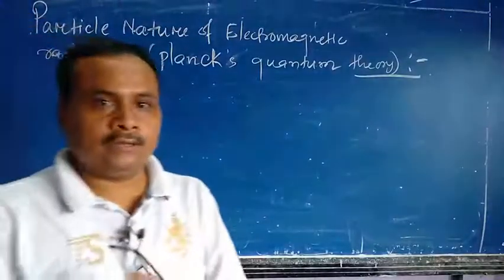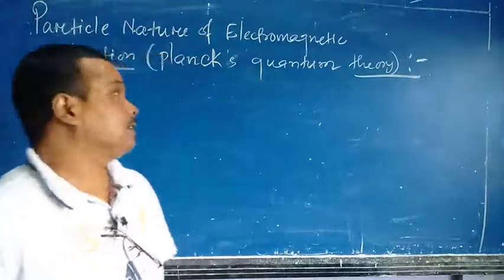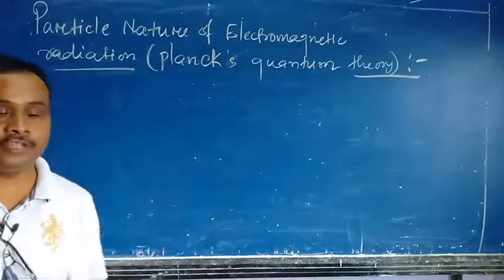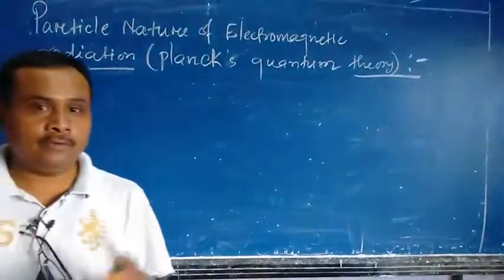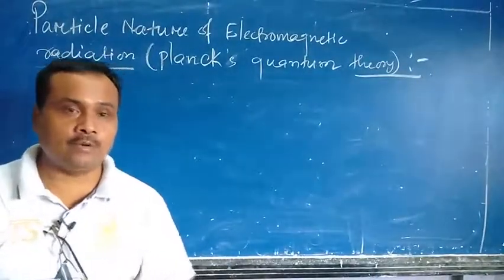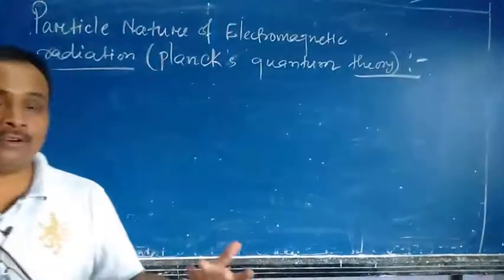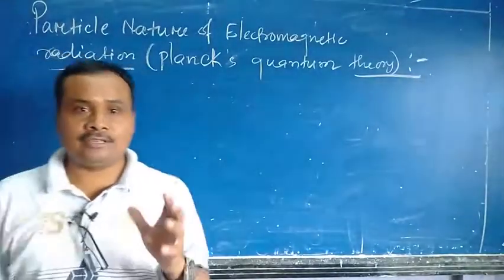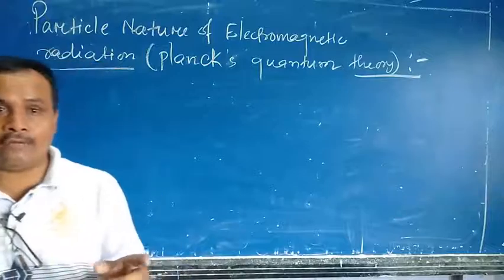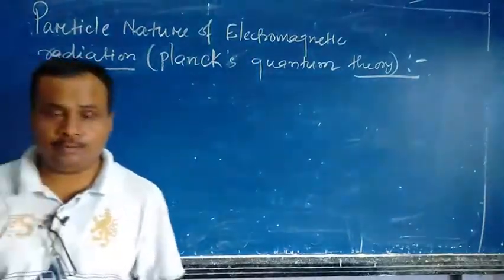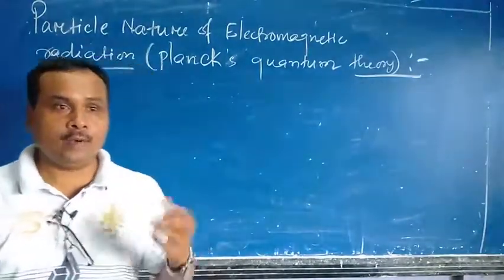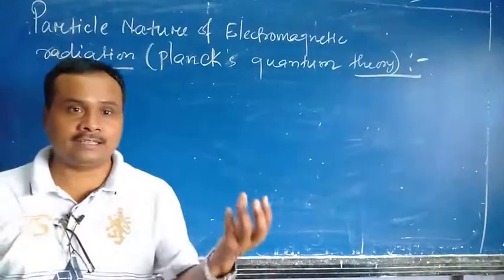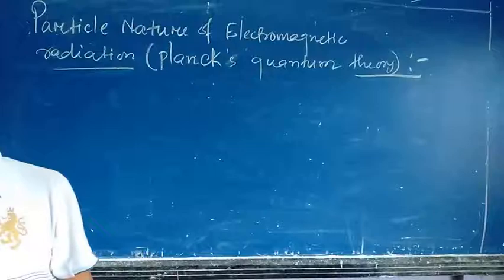So in this class we are going to discuss the particle nature of electromagnetic radiation. In the previous video we discussed the wave nature of electromagnetic radiation. So electromagnetic radiation has a dual character, wave as well as particle character. Regarding the wave character, we discussed it in our previous video.